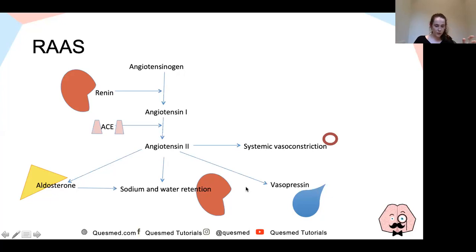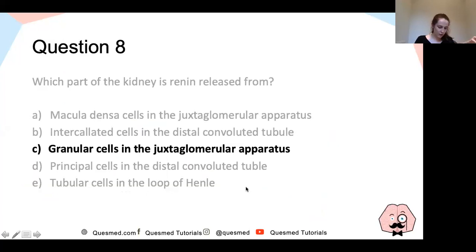What happens then is when the macula densa cells sense that we have a reduced amount of filtrate, they transmit a signal to the glomerulus, and the vascular smooth muscle in the afferent arteriole adjusts the glomerular filtration rate. What also happens is the macula densa cells stimulate the granular cells in the juxtaglomerular apparatus to release renin. And then that starts the whole cascade of the renin, angiotensin, and aldosterone system. Okay.